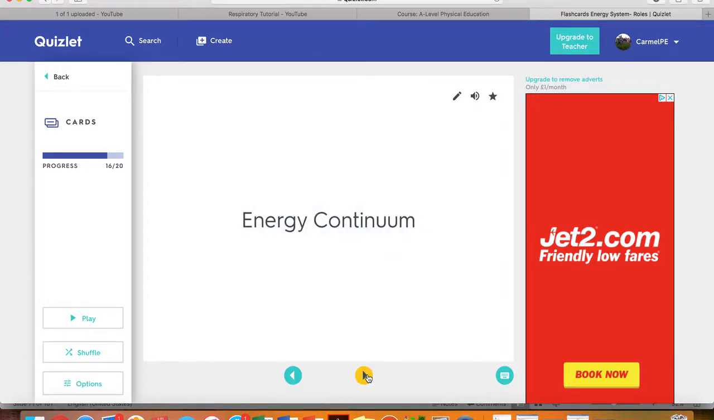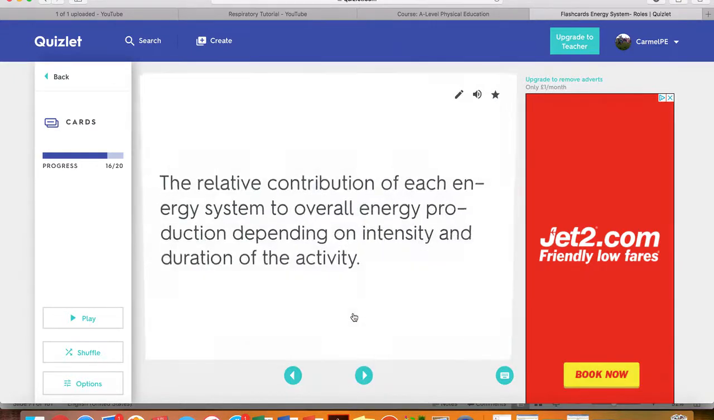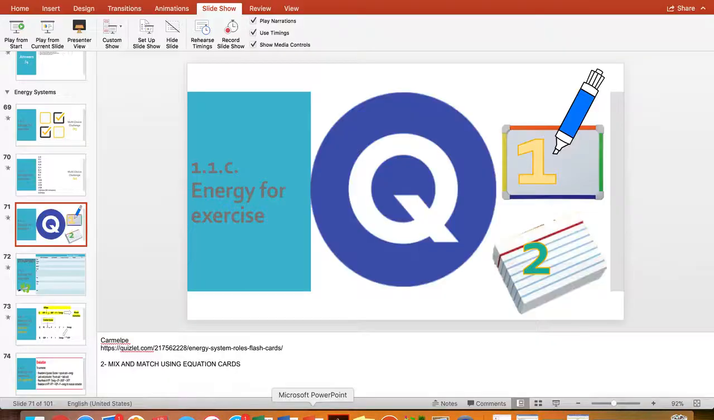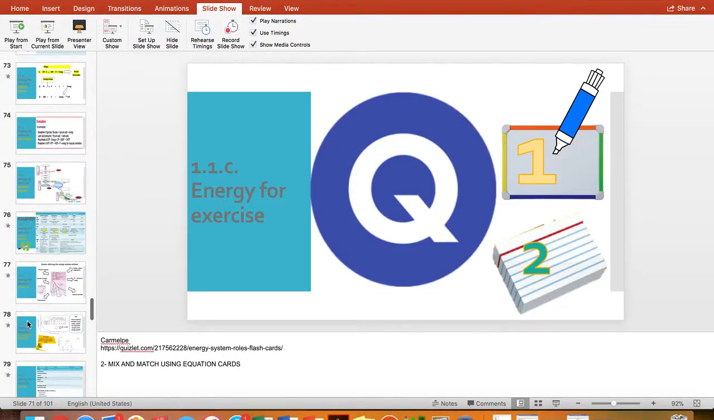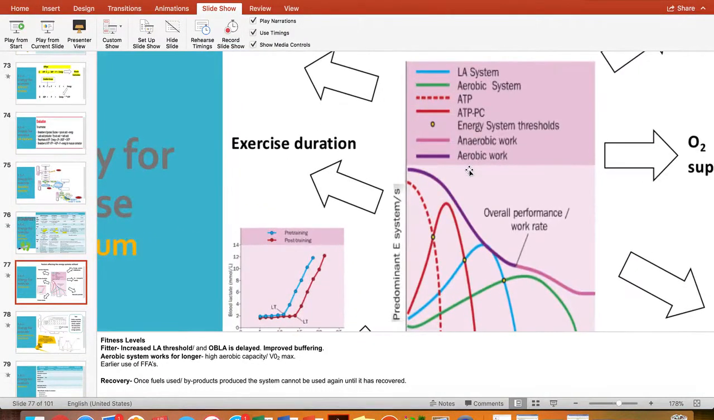Energy continuum. I'm probably going to leave them here now because I think we're going to start going into some of the recovery ones. Energy continuum then is the relative contribution of each of the energy systems to overall energy production. So you'll remember for energy systems, energy continuum, seeing graphs like this.